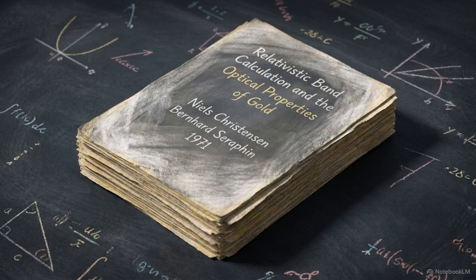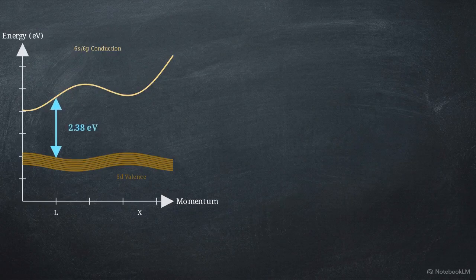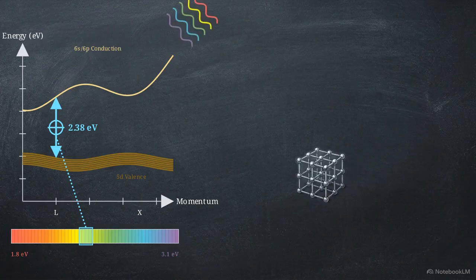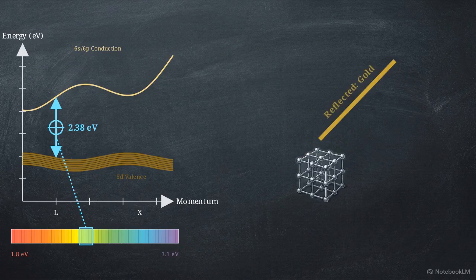The definitive calculation of this physical shift was published in 1971 by Niels Christensen and Bernard Seraphin. This data point locks on to 2.38 electron volts on the narrowed band structure, matching the visible blue-green range. With this smaller gap, the metallic lattice absorbs high-energy blue and violet light. The reflected spectrum is depleted of these frequencies, heavily biased toward red and yellow.